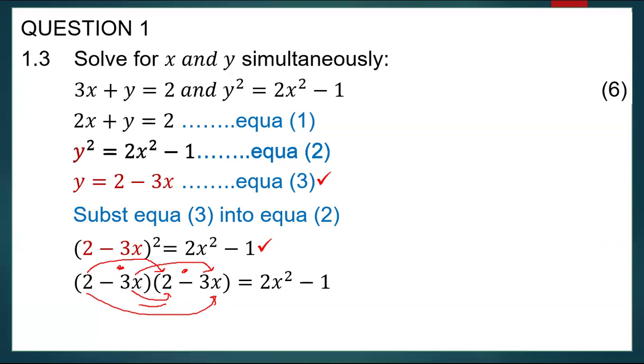And for the first ones, when you multiply them, you will have 4. You will take this times that, which is 4. And that times that will give you 6x. This times that will give you 6x. And that times that will give you 9x squared.